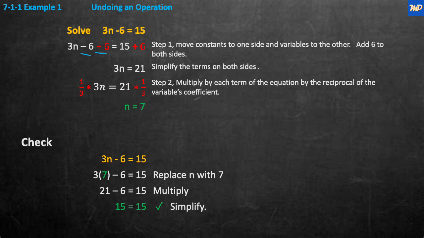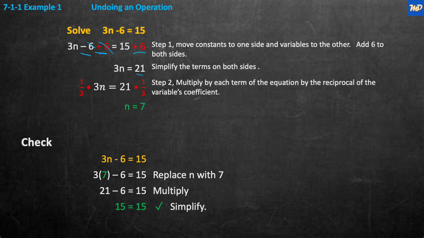And then on the other side, we have a 15. We're going to add 6, just like we did on this side, because you have to add the same thing on both sides. And then that's going to simplify. So when we do simplify it, we're going to find out that the 6's over here cancel each other out, and you end up with 3n equals 21, because 15 plus 6 is equal to 21.